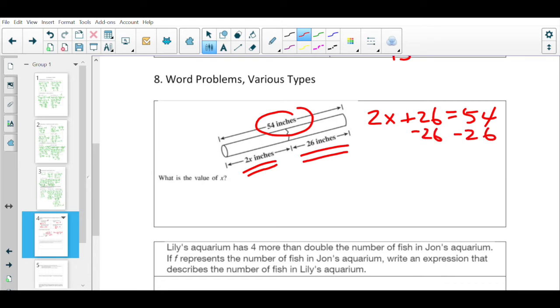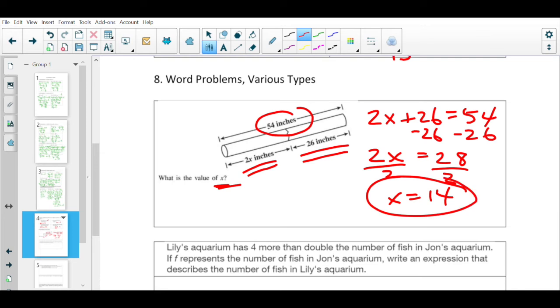Minus 26, that's 2x equals 28. Is that right? Yep. Divided by 2, x equals 14. What is the value of x? So x equals 14. We've answered the question.